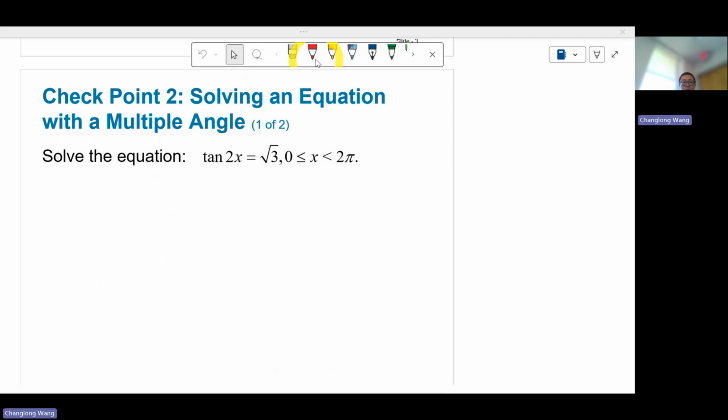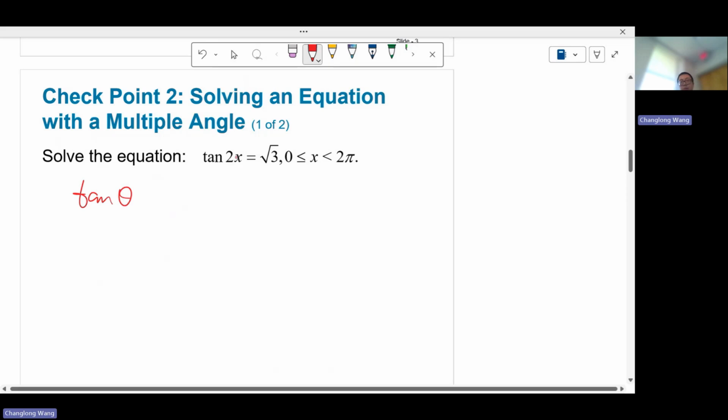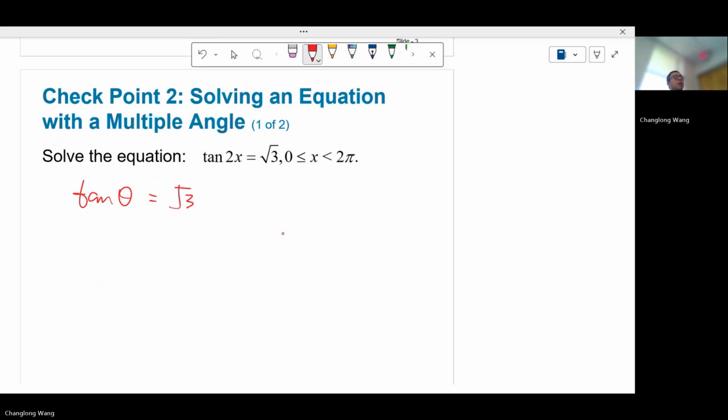at least we have the equation already in the fundamental form, right? So you have something like tangent theta, right? I don't care what 2x or x over 2 is. To me, it's just an angle, right? So tangent theta is radical 3. The question is, how would you find such an angle theta? If you can get it, then it will be a lot easier to get x.